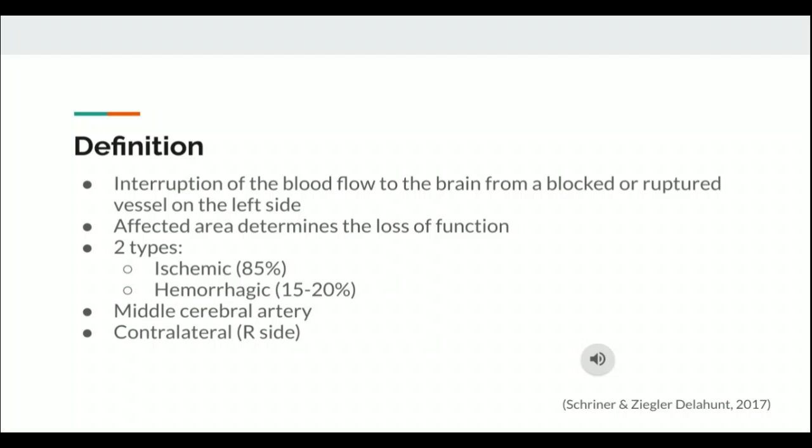Hemorrhagic is the less common of the two, 15 to 20% of all cases. This can occur due to a ruptured brain aneurysm. This is a bulging area in the wall of an artery in the brain that is damaged, causing a leak or complete burst. This could lead to death or infarction of brain tissue.